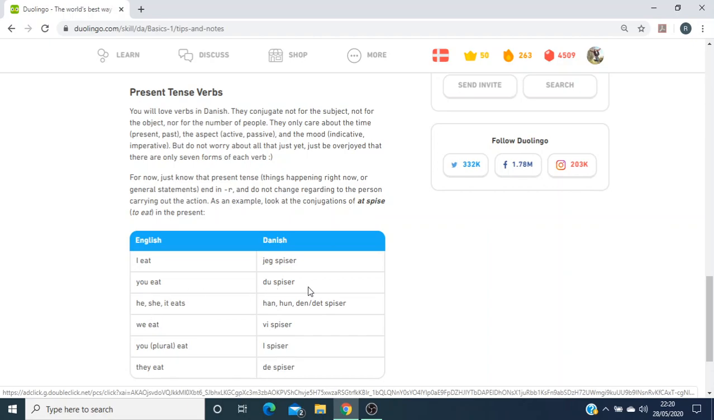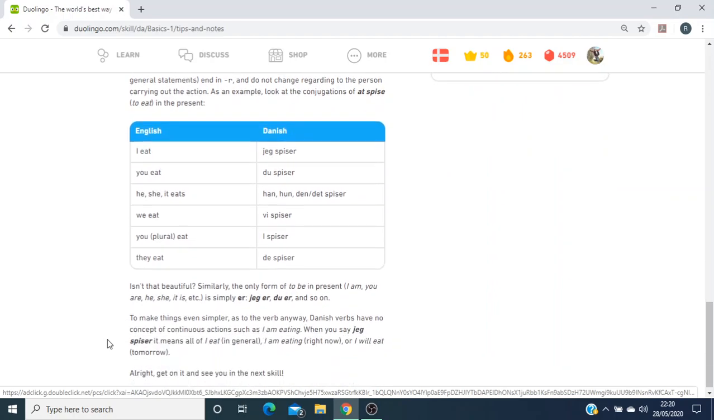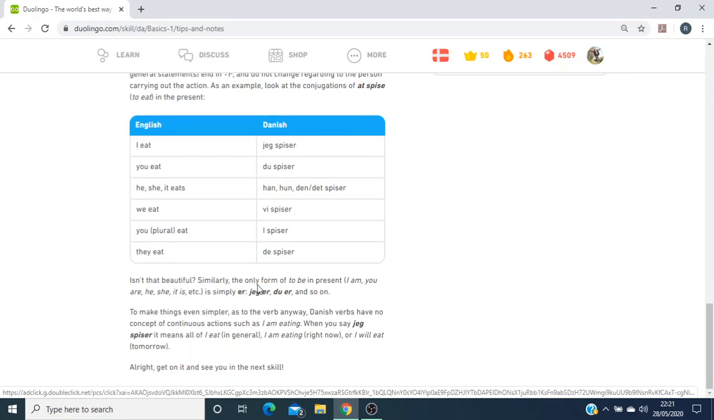You eat is du spiser. He, she, it eats. Han, hun, den, det spiser. We eat, vi spiser. You get the gist. So it's quite simple that verb endings don't change depending on who's speaking, which makes that one aspect of Danish very simple. Isn't that beautiful? Similarly, the only form of the verb to be, I am, you are, is simply er. So jeg er, du er, etc., etc.